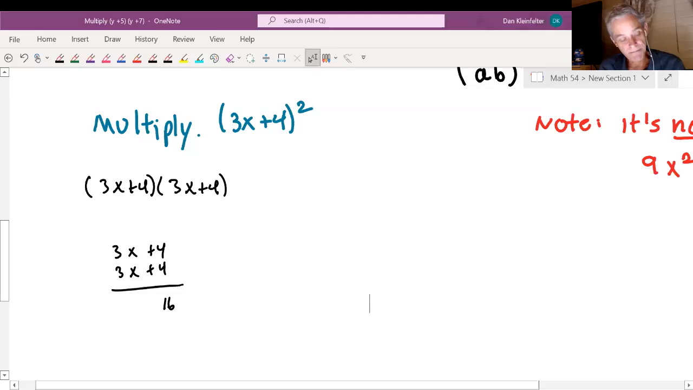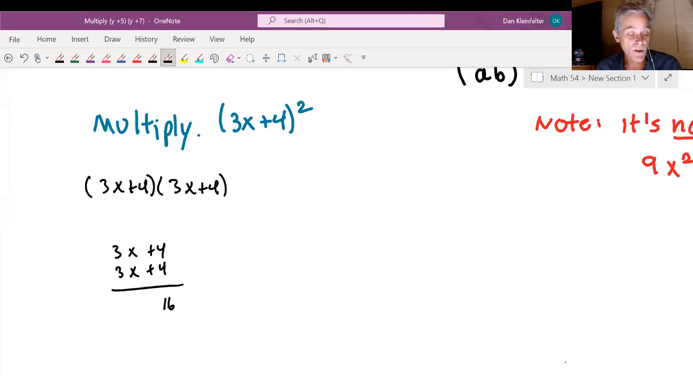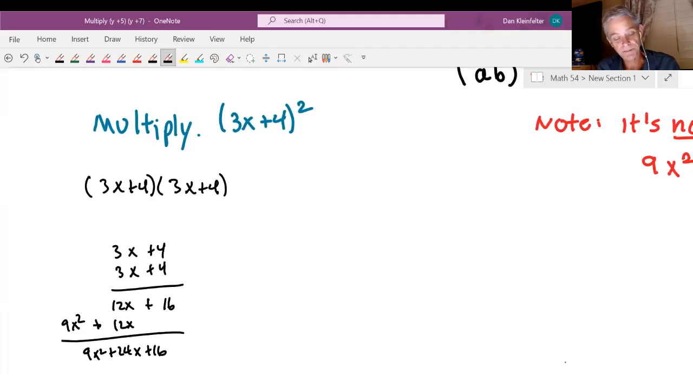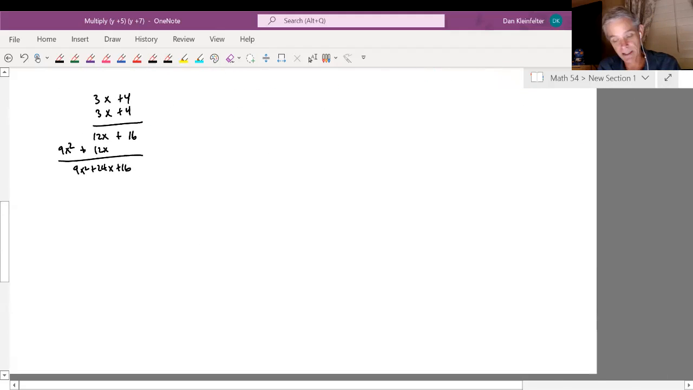All right, let's try it again. So 4 times 4 is 16, and then 4 times 3x will be 12x. Now 3x times 4 is 12x. And then 3x times 3x is 9x squared. So you'll have 9x squared, 24x, and 16. All right, so that's pleasant.